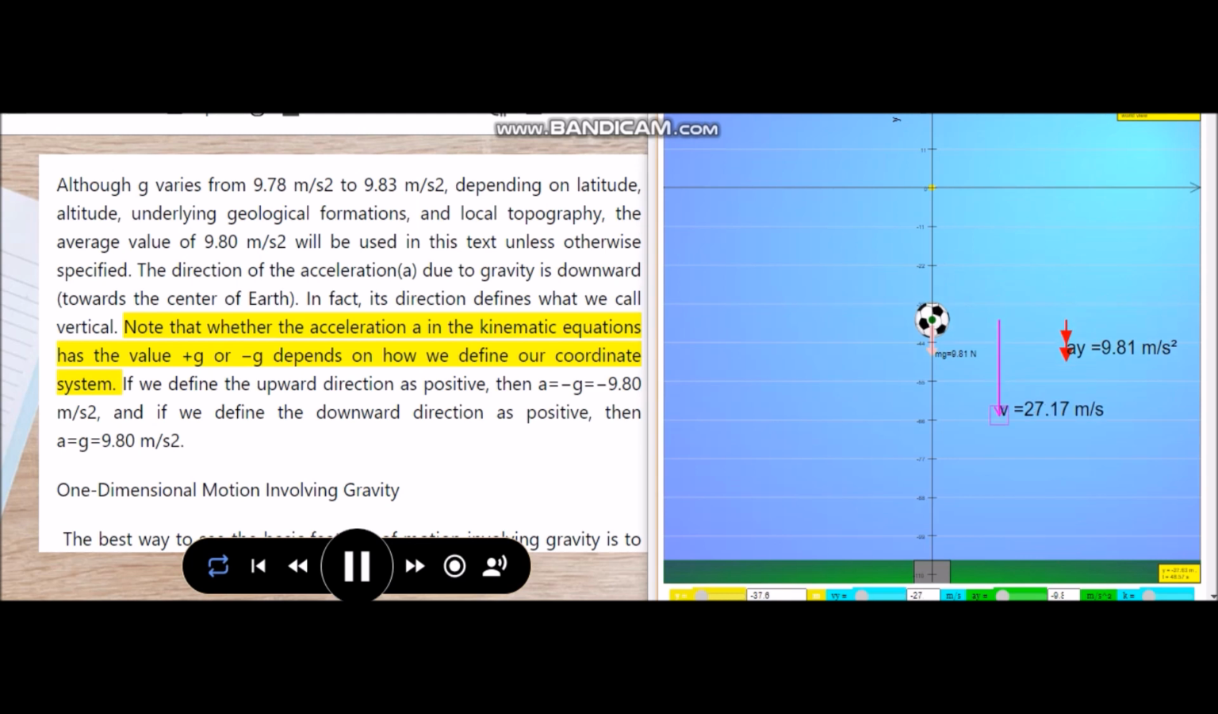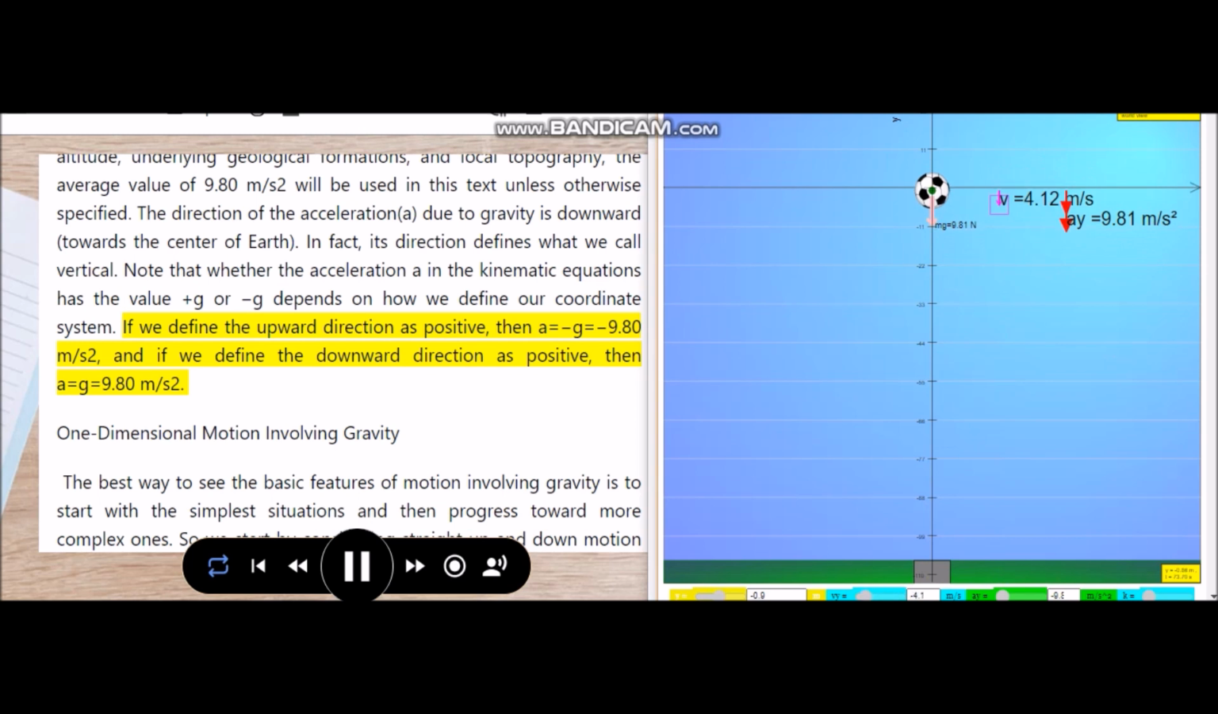Note that whether the acceleration in the kinematic equations has the value plus g or minus g depends on how we define our coordinate system. If we define the upward direction as positive, then a equals minus g equals minus 9.80 m/s², and if we define the downward direction as positive, then a equals g equals 9.80 m/s².